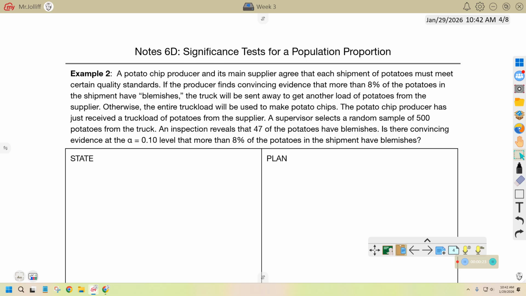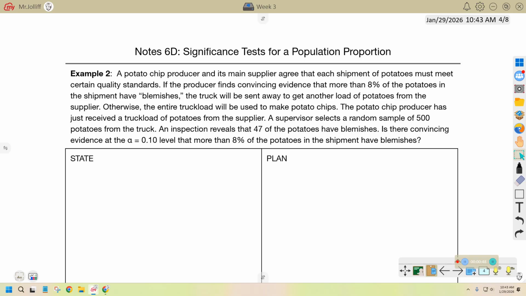All right, so example 2. A potato chip producer and its main supplier agree that each shipment of potatoes must meet certain quality standards. If the producer finds convincing evidence that more than 8% of the potatoes in the shipment have blemishes, the truck will be sent away to get another load of potatoes from the supplier. Otherwise, the entire truckload will be used to make potato chips.